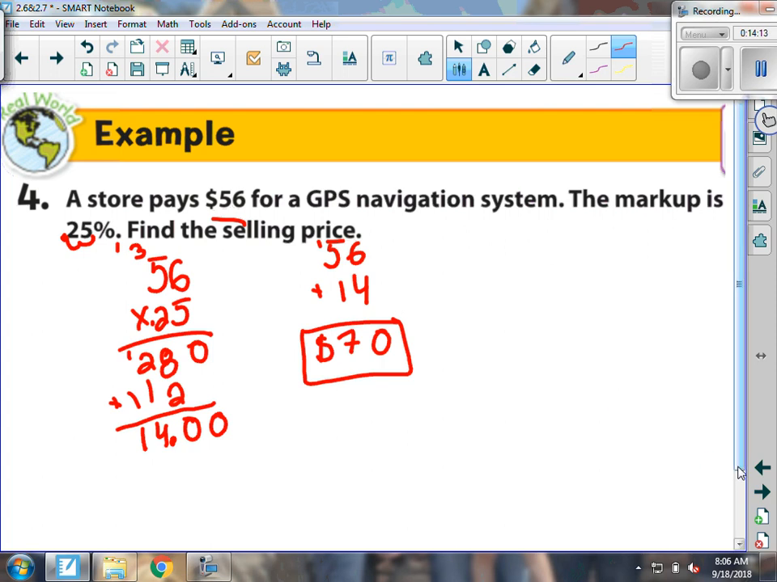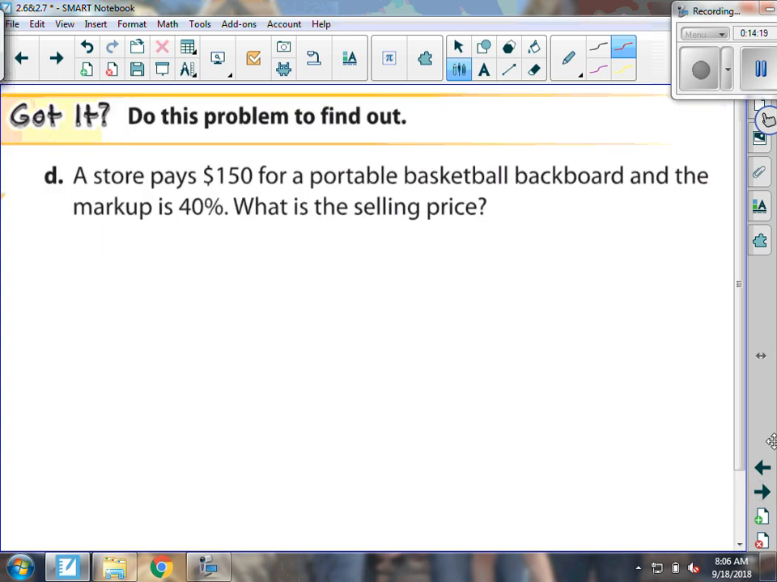Okay, so make sure that you have that all copied down, please. Okay, you're going to do the exact same thing here, so copy this down and solve it. A store pays $150 for a portable basketball backboard, and the markup is 40%. What is the selling price?